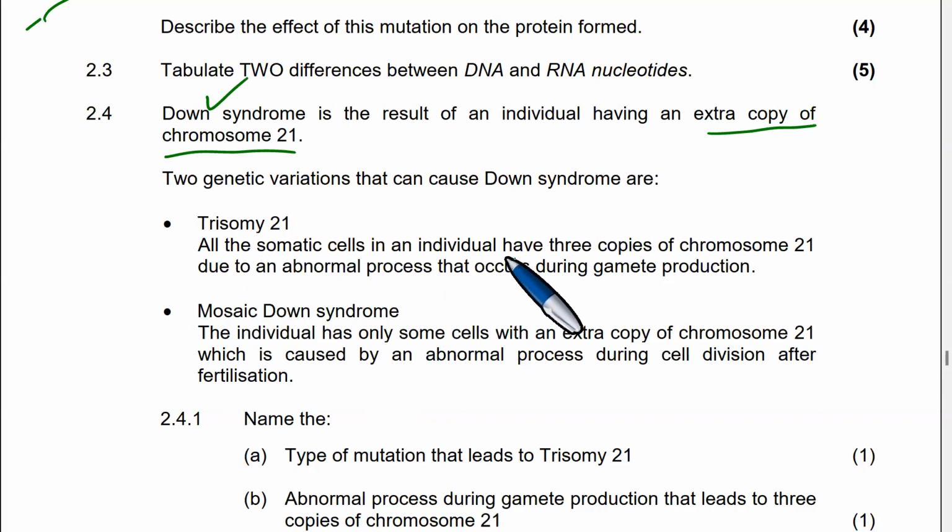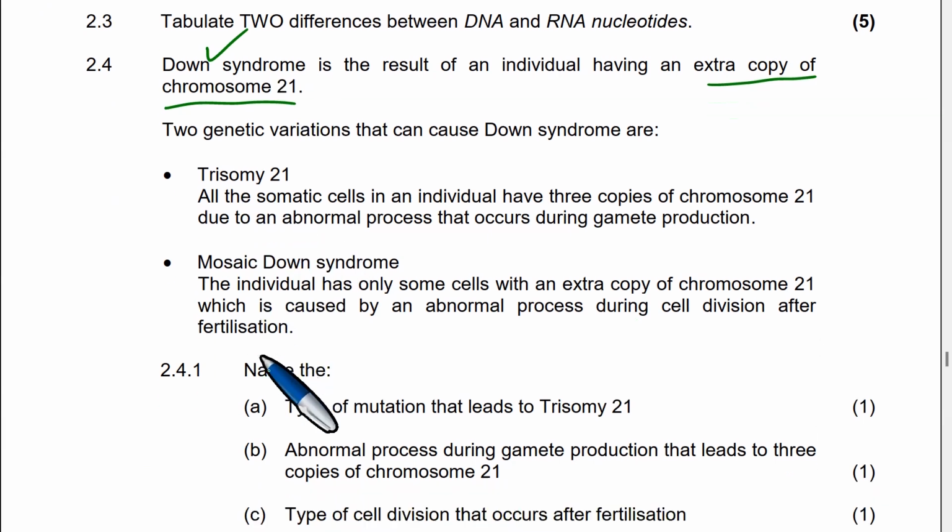In trisomy 21, all the somatic cells in an individual have 3 copies of chromosome 21 due to an abnormal process that occurs during gamete production. So this is just explaining to us why Down syndrome occurs. Mosaic Down syndrome, the individual has only some cells with an extra copy of chromosome 21, which is caused by an abnormal process during cell division after fertilization. These are the 2 genetic variations: trisomy 21 and mosaic Down syndrome.